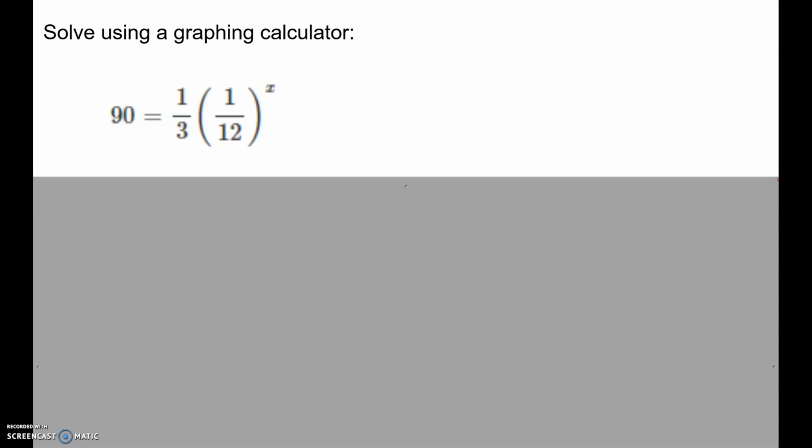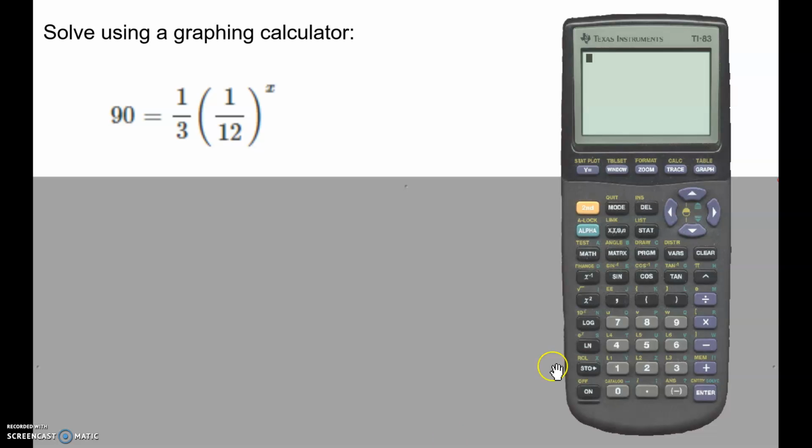Let's take a look at an exponential equation and how we might solve it using a graphing calculator before we learn how to solve it with algebraic skills. We will be learning about logarithms, and that's going to be how we will solve this algebraically, but for now we're going to use our calculator.